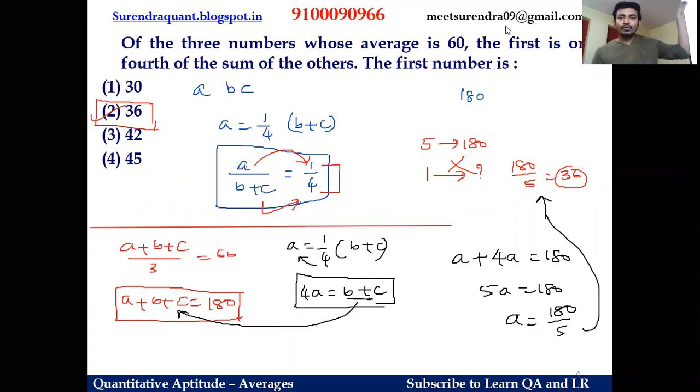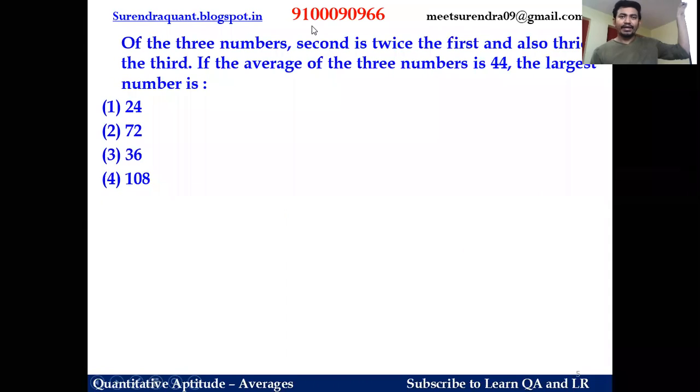Let's go for question number 4 or 5. Okay, let us see. Don't worry about the number of questions. Let's see the next question. Of the three numbers, the second is twice the first and also thrice the third. The average of the three numbers is 44. The largest number is what?